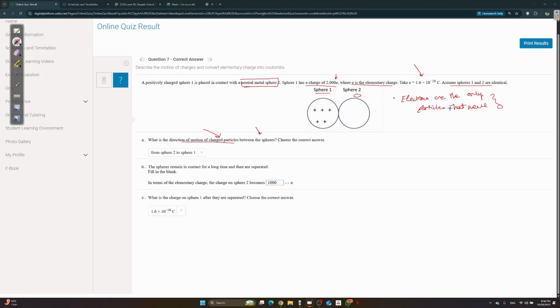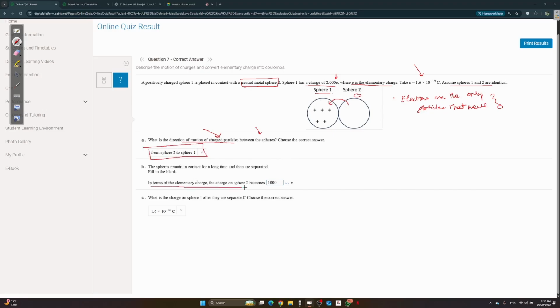If electrons are the only particles that move, and this one, the positive one, if something is positive, does it have excess electrons or a deficiency in electrons? Deficiency. So is it gonna lose more electrons? Since sphere 1 is already positive, would it make sense for it to lose more electrons? Nope. So which one's gonna lose electrons? Sphere 2. So sphere 1 would be gaining them. So that's why sphere 2 to sphere 1. Is this clear? Yeah. Okay.